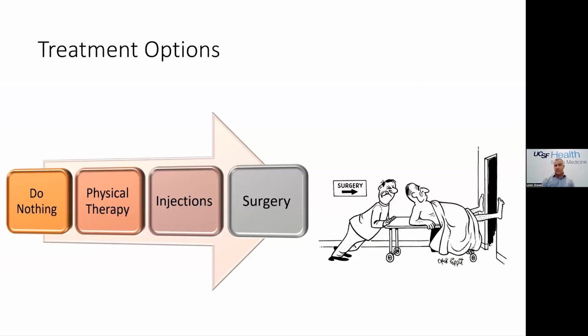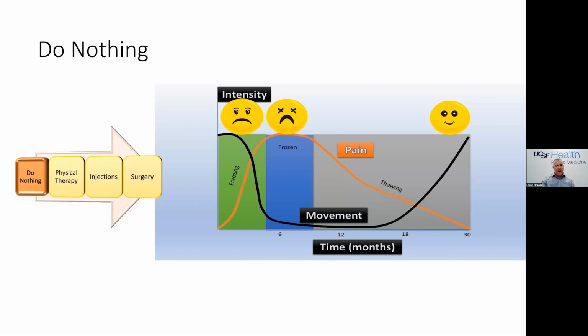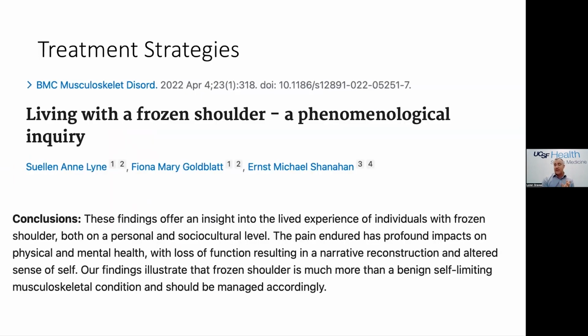So there's 4 reasonable treatment options for this. There's do nothing, physical therapy, injections, and surgery. Do nothing works totally fine. The problem with doing nothing and talking to patients like we're going to do nothing is that patients are pretty frustrated with frozen shoulder. And this was a really recent study that came out that basically talked to patients about what it's like living with frozen shoulder. And it has a pretty considerable impact both on their personal and on their social-cultural level.